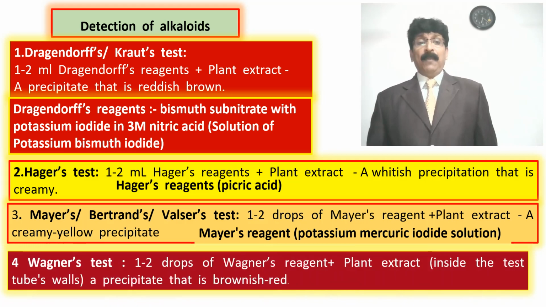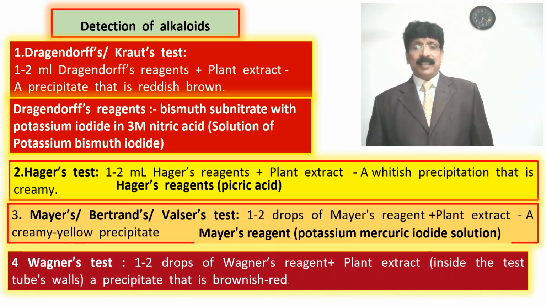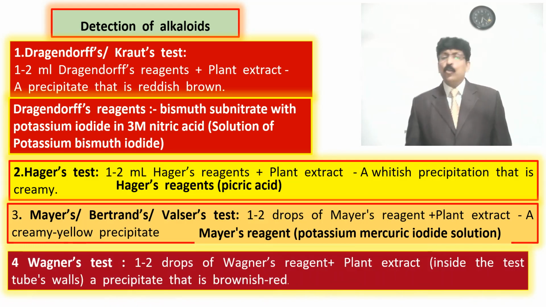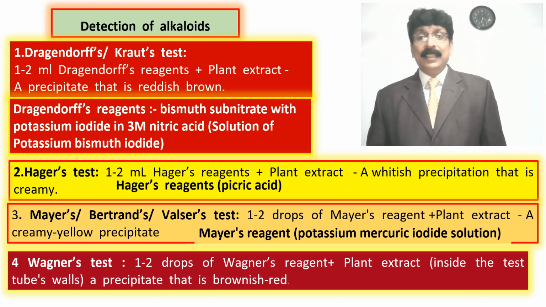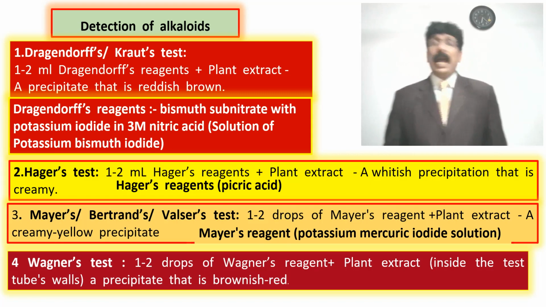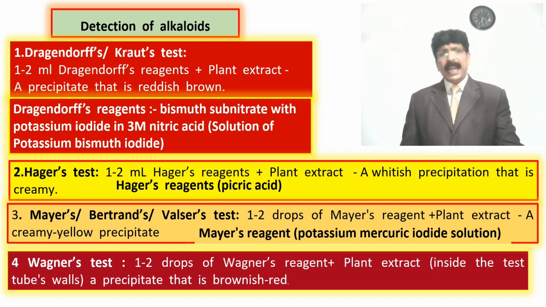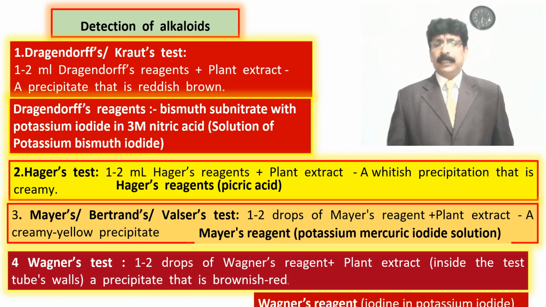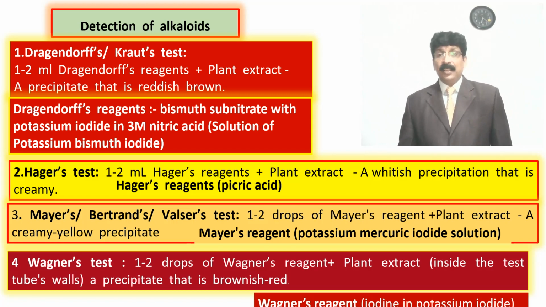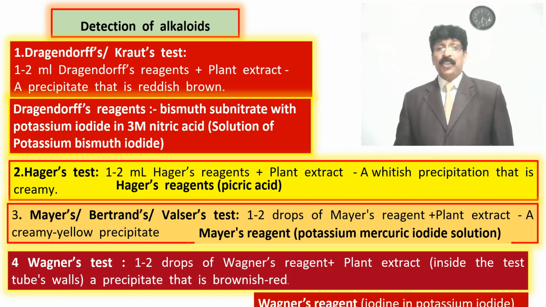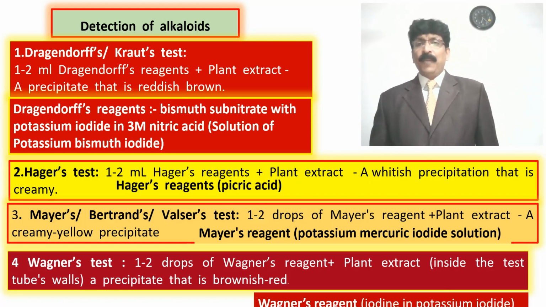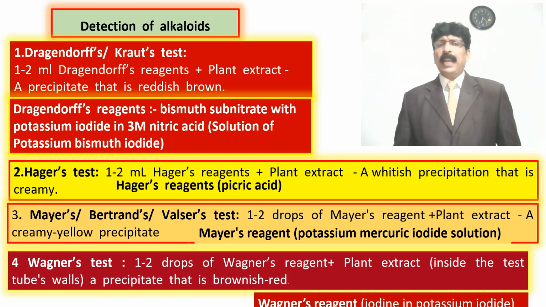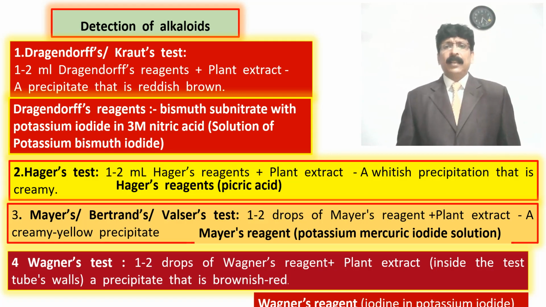And number 4, Wagner's test, in which 1 to 2 drops of Wagner's reagent plus plant extract, added along the walls of the test tube, give a brownish red precipitate. What is Wagner's reagent? Iodine in potassium iodide. So when you make yourself hints for these reagents, you can remember all the tests very easily, and the color.